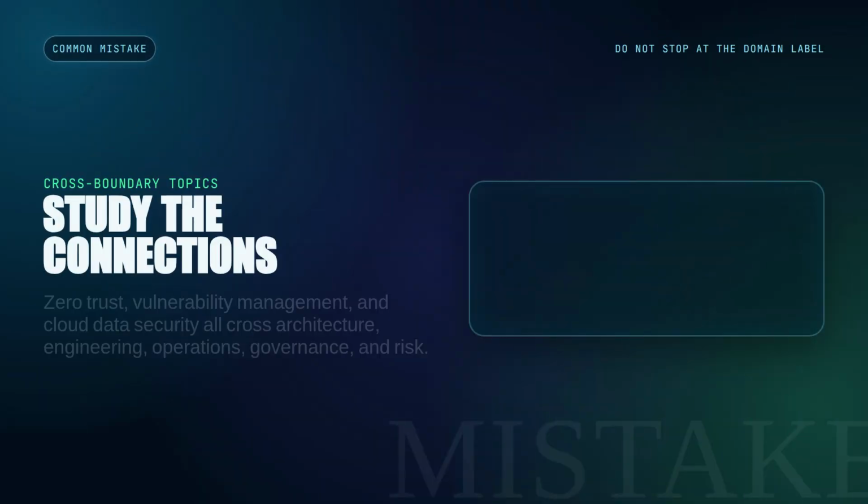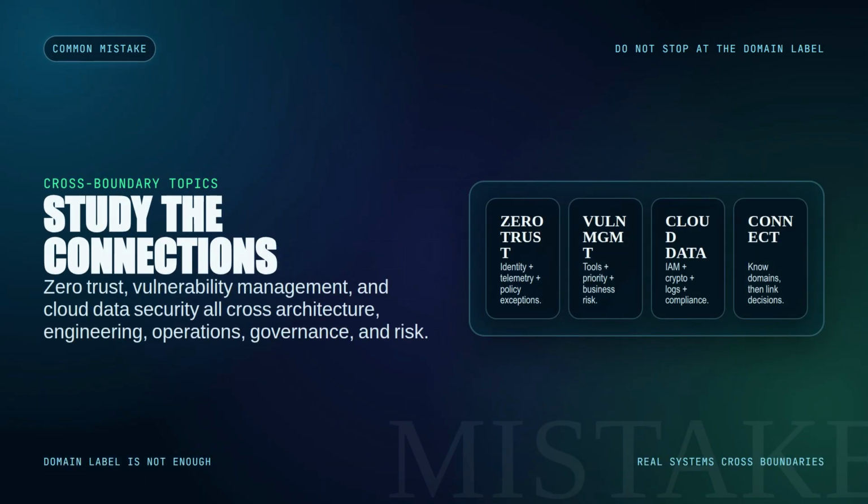The common mistake is asking, "Which domain is this topic in?" and stopping there. A topic may be listed under one domain, but real security decisions cross boundaries. Zero Trust involves architecture, identity engineering, operations telemetry, governance, and risk exceptions. Vulnerability management involves engineering tools, operational prioritization, business risk, asset value, and remediation governance. Cloud data security involves architecture, cryptography, IAM, logging, incident response, and compliance. So yes, know the domains, but study the connections.